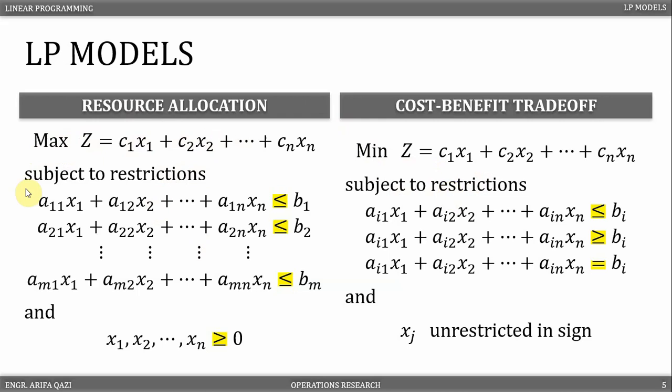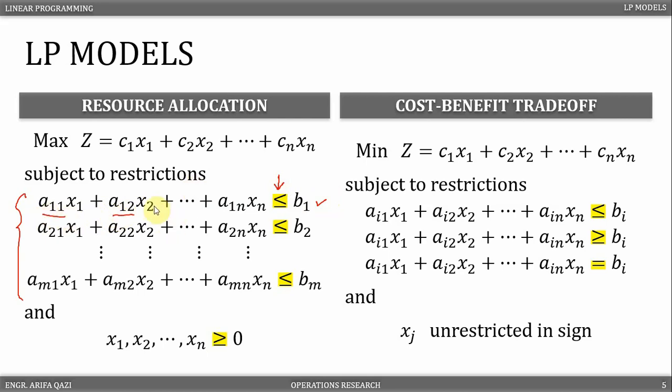Then we specify the restrictions or limitations that govern our model. These are called functional constraints. If you focus on the resource allocation problems, you can see that all functional constraints are of the type less than or equal to. This is because the maximum amount of each resource that we have available is given on the right-hand side of the inequality, and on the left-hand side of the inequality, we have the utilization of this resource.